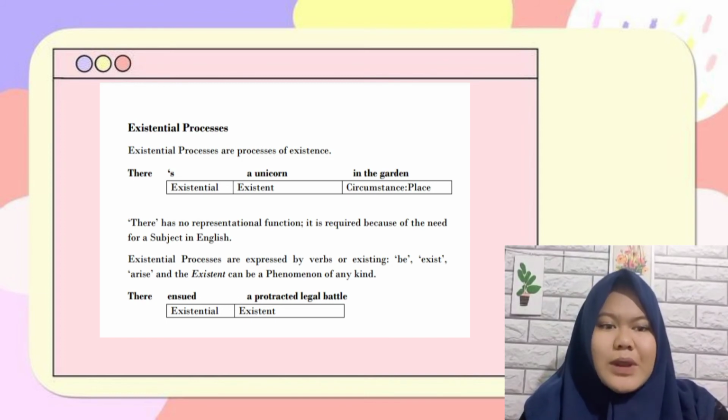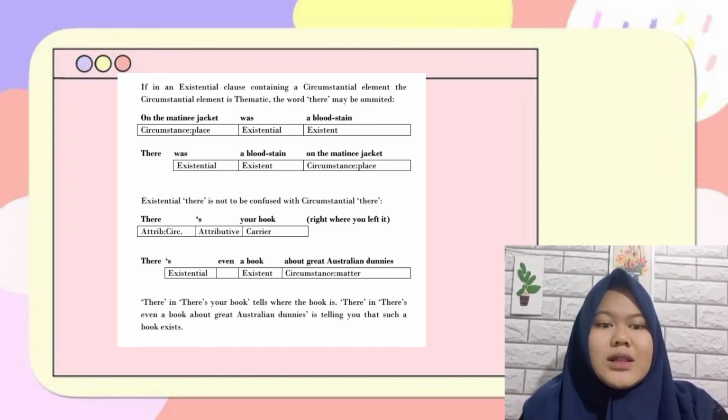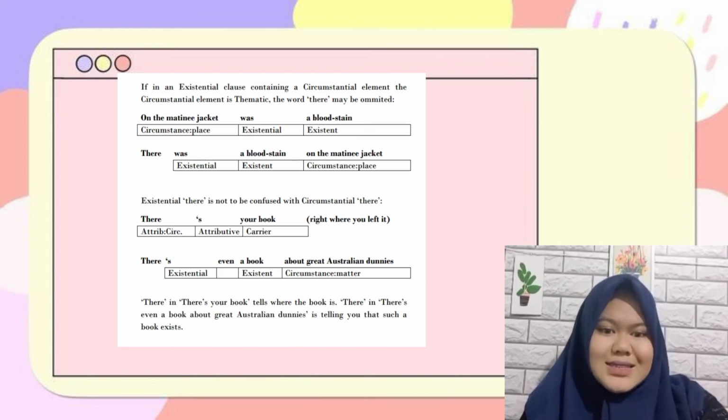Existential processes are expressed by verbs of existing, like be, exist, arise, and the existent can be a phenomenon of any kind. Next example, there ensued a protracted legal battle. There ensued as existential and a protracted legal battle as existent. If in an existential clause containing a circumstantial element, the circumstantial element is thematic, the word there may be omitted. On the maiden jacket was a blood stain. On the maiden jacket as circumstance, place, was existential, a blood stain existent. There was a blood stain on the maiden jacket. There was existential, a blood stain existent, and on the maiden jacket circumstance, place.